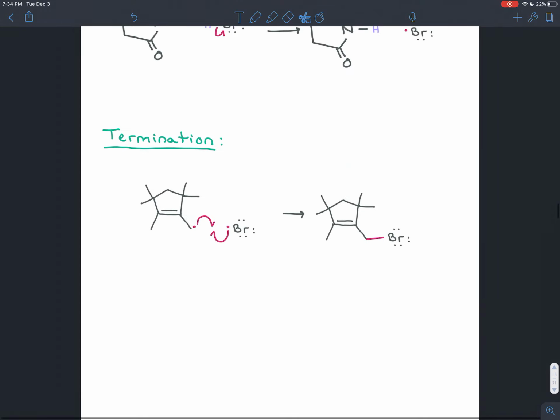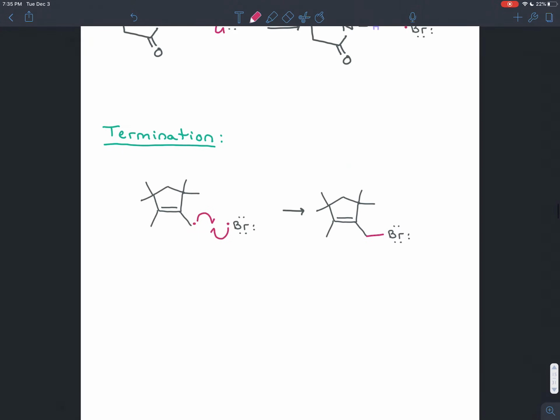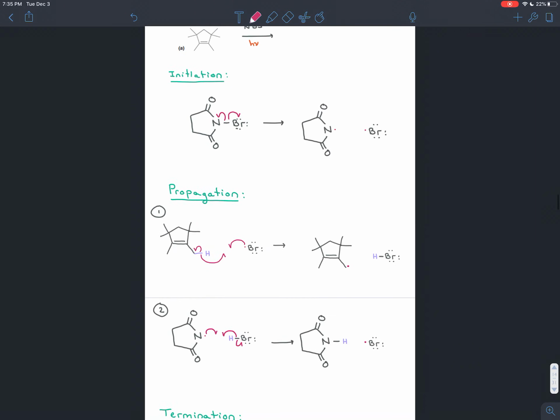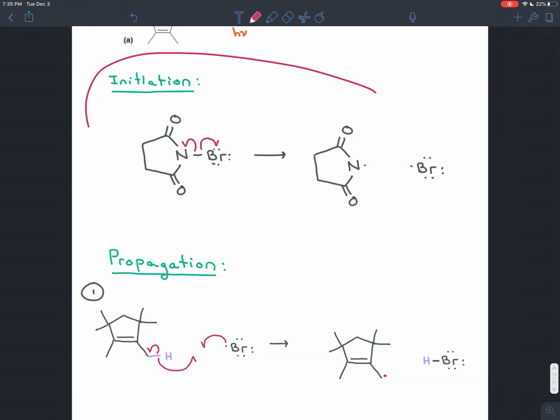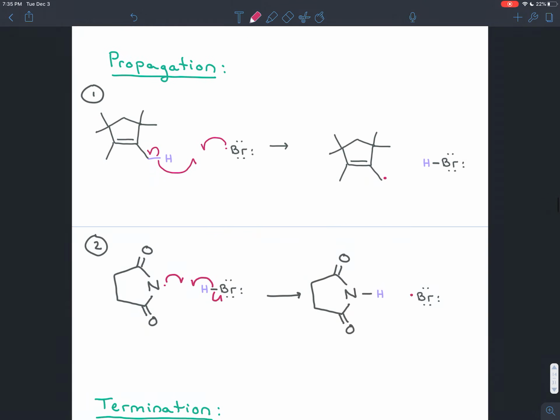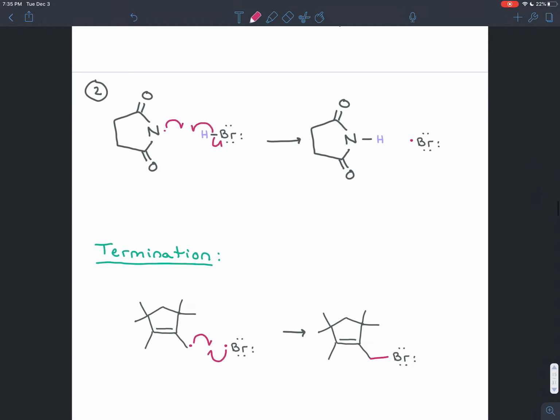So you end up with a bromine attaching to the allylic position. Now we just drew this mechanism, and let's quickly review what we did. We had an initiation step where light homolytically cleaved the bond between the nitrogen and the bromine on N-bromosuccinimide, creating two radicals. The bromine radical ripped a hydrogen off of the allylic carbon of the carbon chain and created an allylic radical and HBr. The succinimide radical steals the hydrogen from HBr and recreates the bromine radical.